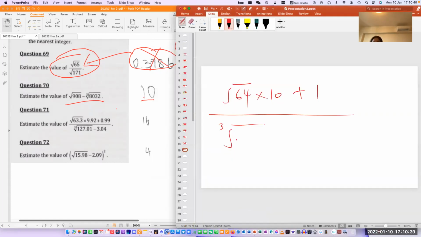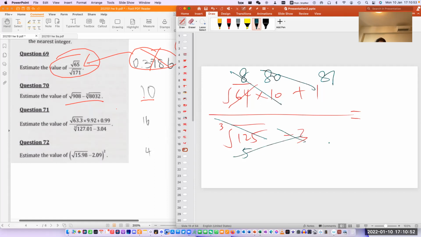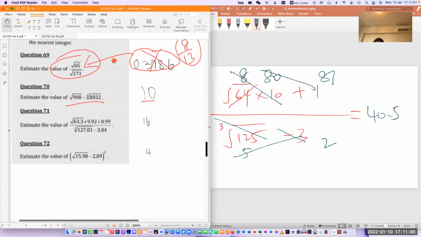So you square 125 minus 3. So this will give you 8. This will give you 80. That is 81. This is 5. This is 2. So you get 81 over 2, which is 40.5. Yeah. How come you get 16? How do you get 16?